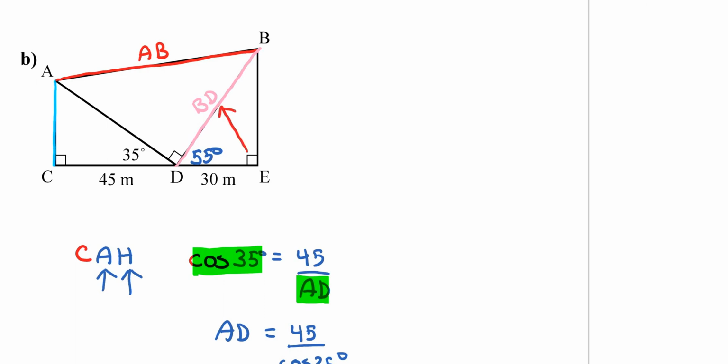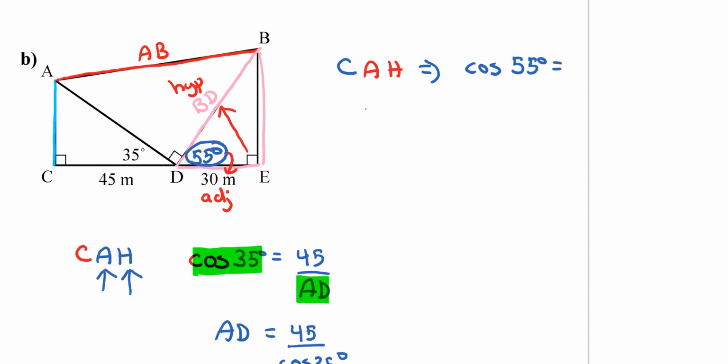If I look at this pink triangle, I know BD is now called your hypotenuse, right? And if I take a look at the 55 degrees, the 30 millimeters is right next to the 55 degrees, so this is your adjacent. So once again, I have my adjacent and my hypotenuse. The trig function that relates the adjacent and the hypotenuse together is cos. So it's going to be cos of the angle, which is 55 degrees, and I need my adjacent, which is 30, and my hypotenuse, which is BD.